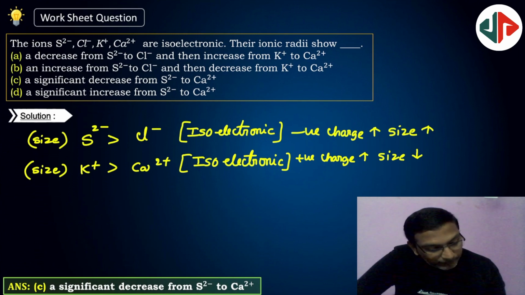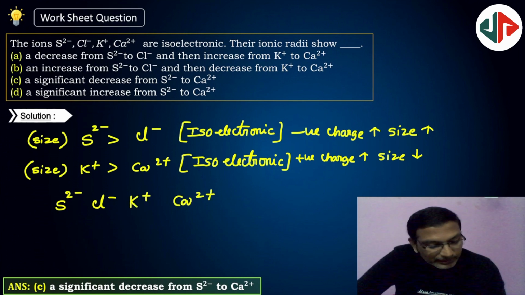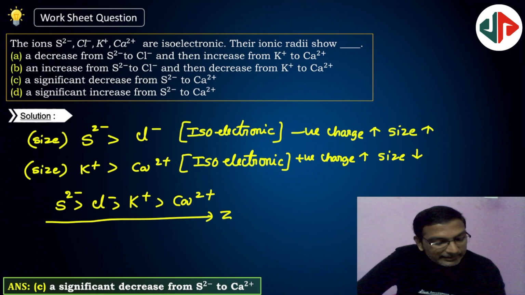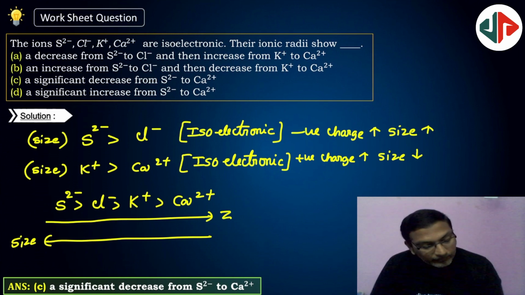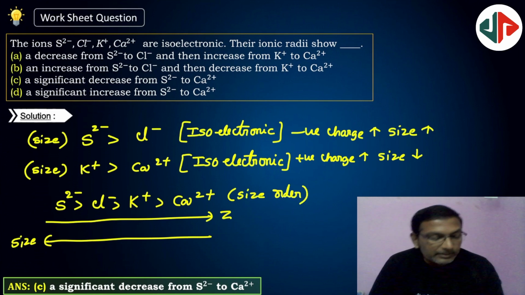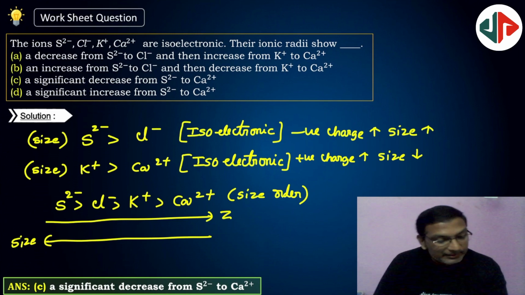I will club these two. S 2 minus, Cl minus, K plus and Ca 2 plus. This is the order, decrease. So in this direction, atomic number increases, therefore size decreases. Size order, decreasing order: largest size S 2 minus, smallest Ca 2 plus. Therefore option C. Next one.